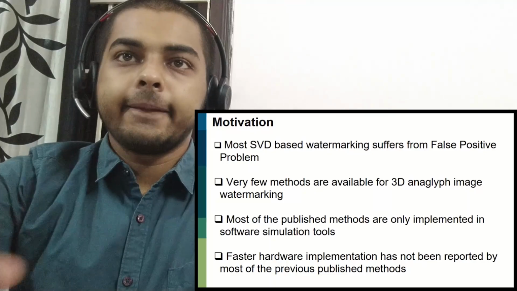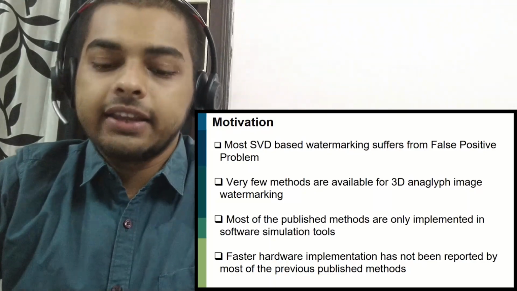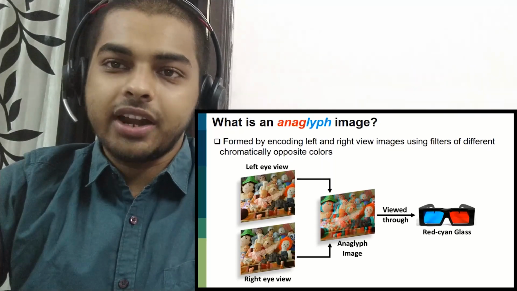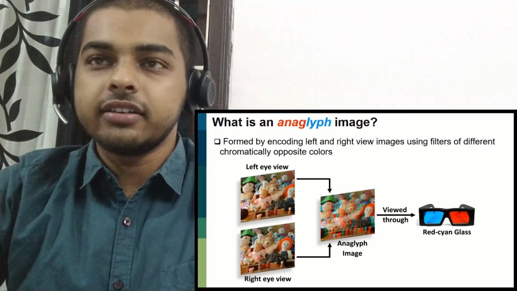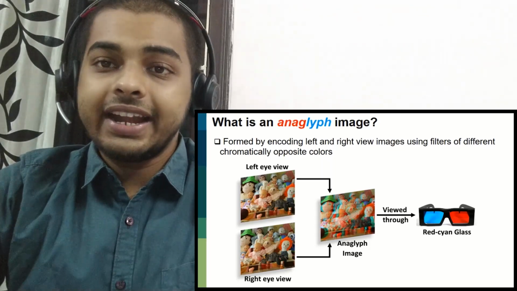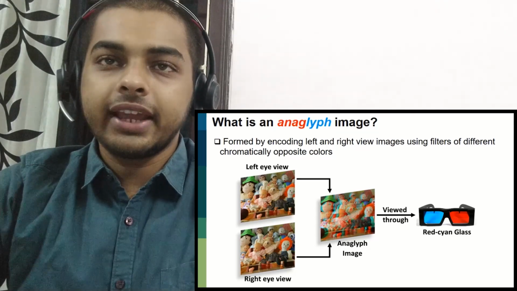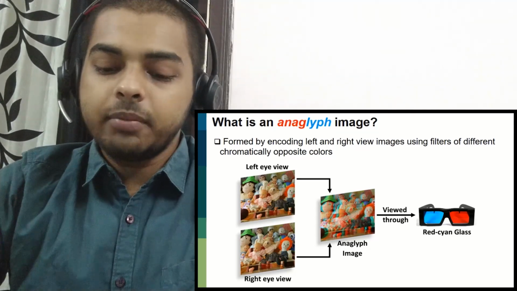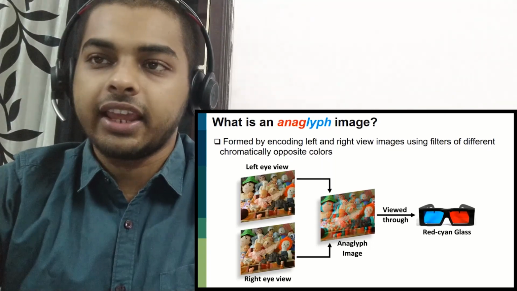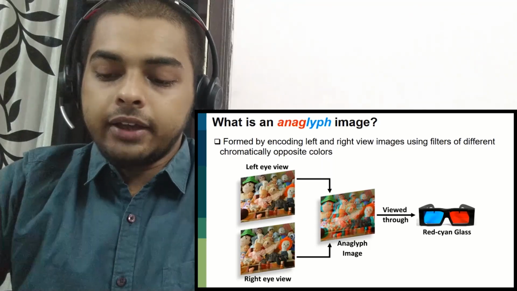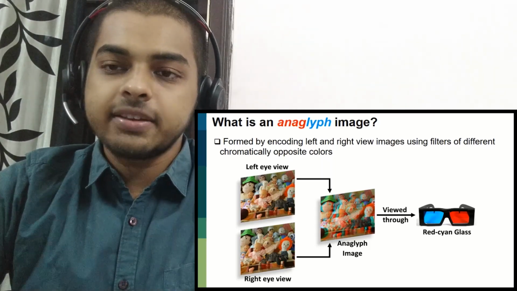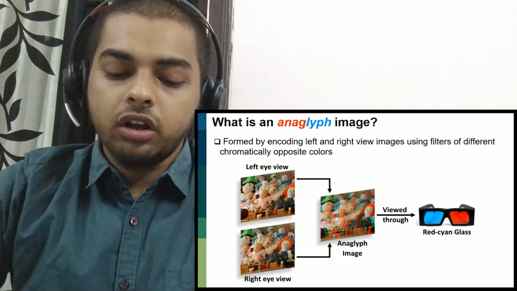I go to the next slide. Now, what is an anaglyph image? An anaglyph image is formed by encoding the left view and the right view images using filters of different chromatic colors, which are typically red and cyan, as red and cyan are chromatically opposite colors. The anaglyph image reveals its stereoscopic effect when it is observed through red cyan tinted glasses, like what I have depicted here. As the visual cortex of our brain fuses these images together, it creates a perception of a three-dimensional scene or composition.